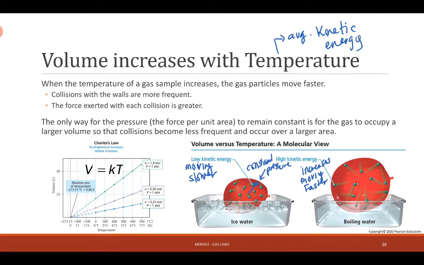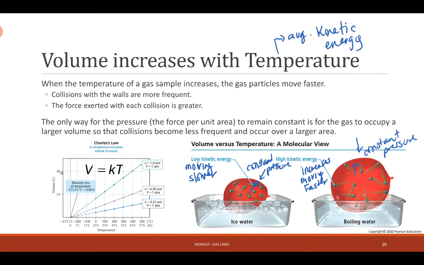And so to maintain a constant pressure, if we're hitting harder, we have to be hitting less frequently in order to have the same pressure on the inside as on the outside. So we are still at constant pressure. So even though we are hitting harder, we are hitting less often by having a volume larger so that those collisions are more spread out. That means that volume increases with increasing temperature. And you can do this type of experiment at home if you like.